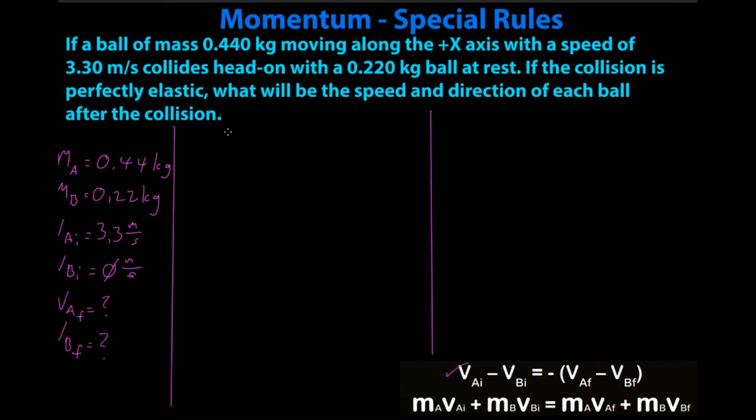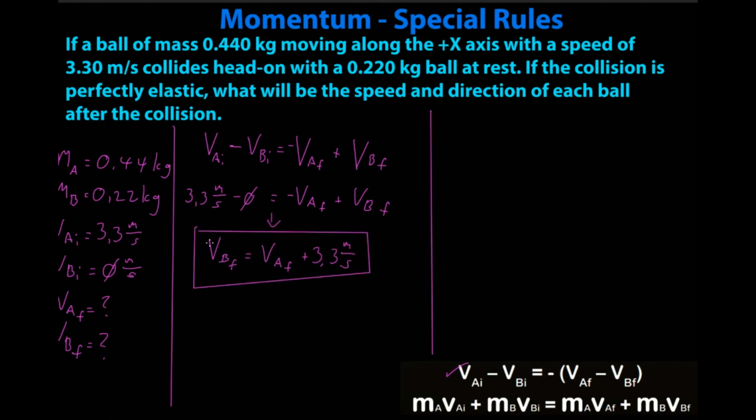I'm going to start with our new equation. Again, I'm going to factor in the negative. 3.3 meters a second minus 0. Nothing changes to the right side. I'm going to rearrange this to solve for VB final, which gives me VB final equals VA final plus 3.3 meters a second. I'm going to move over to my momentum equation.